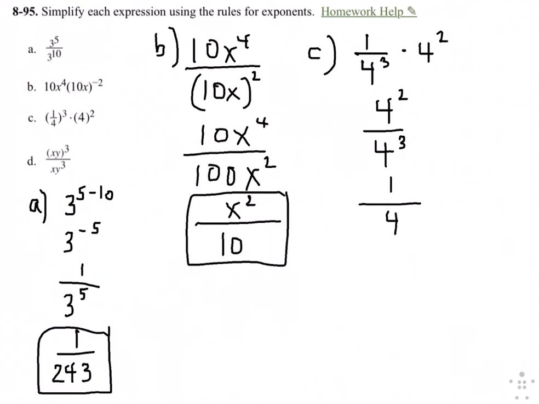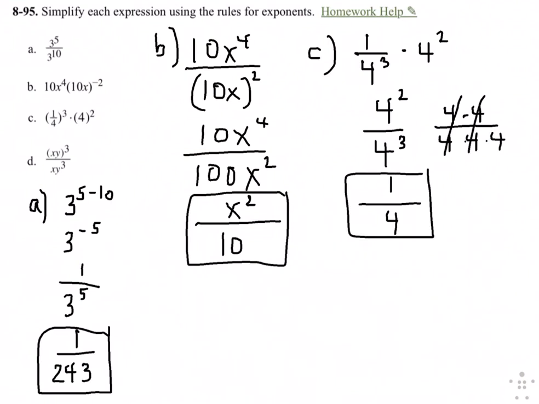So remember, 4 squared is 4 times 4. 4 to the third is 4 times 4 times 4. And then we cancel those, and I'm left with 1 over 4. So C is 1 over 4.